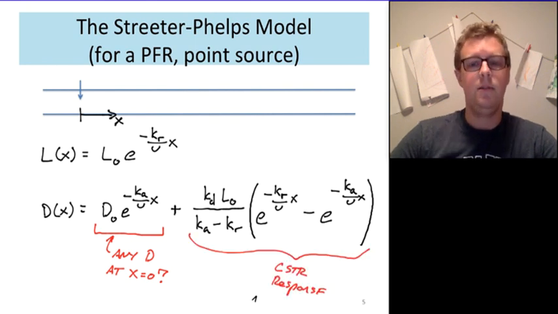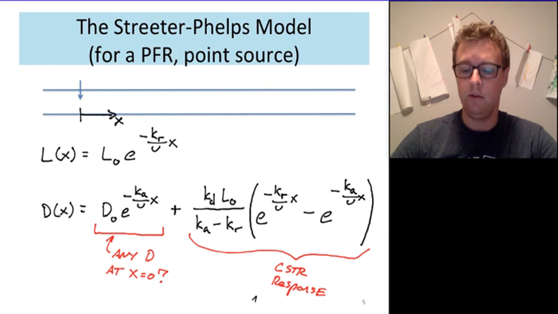This big ugly term on the right is almost identical to the CSTR response that we derived on the previous slide. So now we can take solutions from a CSTR, we can apply them to our plug flow reactor, and we can see that really it's just the general solution and particular solution concepts that we've been using throughout the semester.